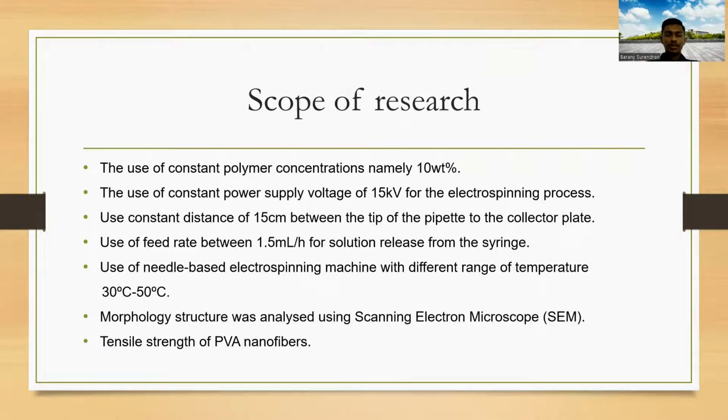There are some scopes of research in my study. The first is to use a constant polymer concentration, namely 10% concentration. To use a constant power supply voltage of 15 kilovolts for the electrospinning process. Use a 15 centimeter distance between the tip of the pipette and the collector plate. Use a feed rate of 1.5 milliliters for the solution released from the syringe. Use 30 degrees to 50 degrees temperature for the electrospinning process.